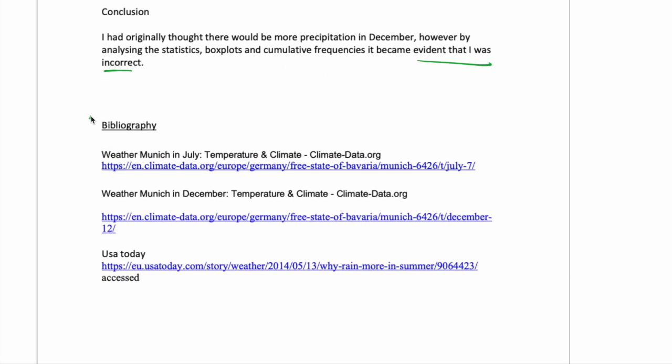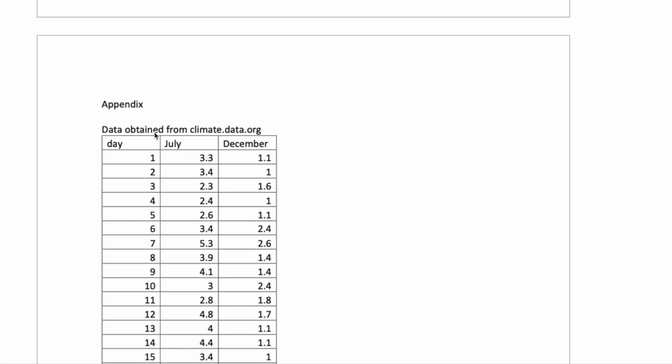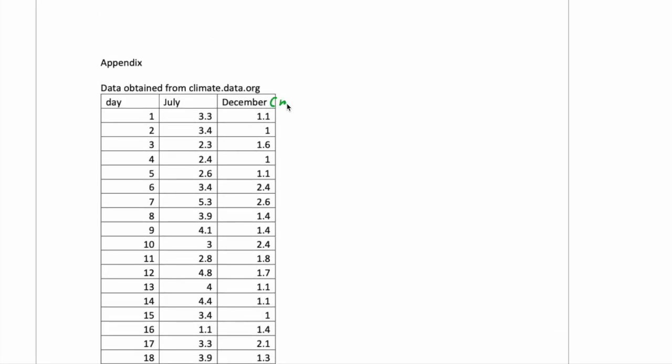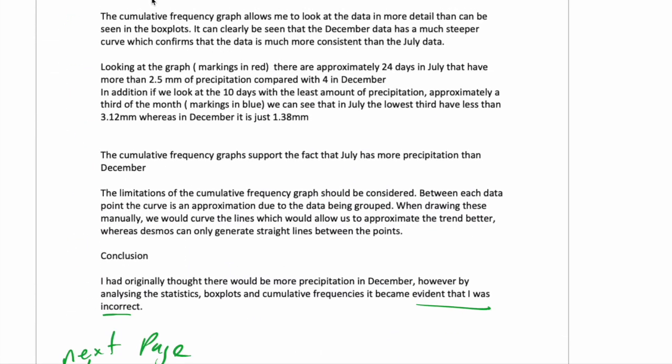Now, if you have a bibliography, like you found stuff online, this should be on the next page, okay? And at the end of your document, you should have an appendix where all your raw data is nicely organized. Maybe I'll put the units in here too. But these tables are much too long to be in the body of the project, so they should be in an appendix.